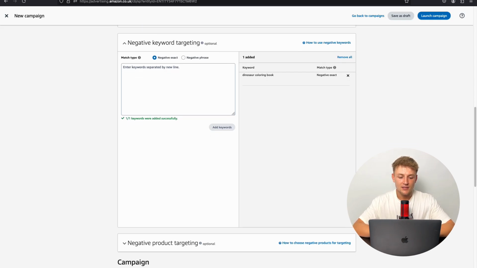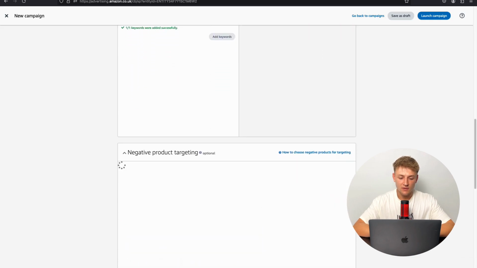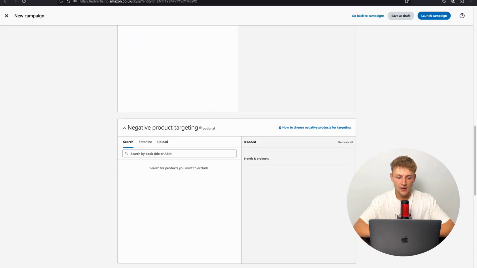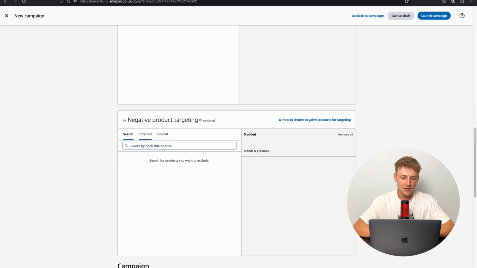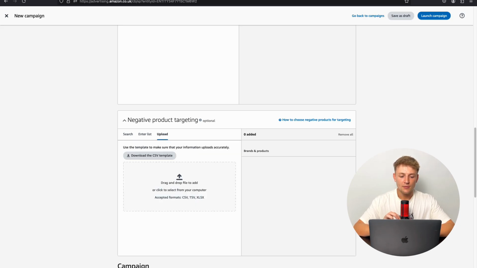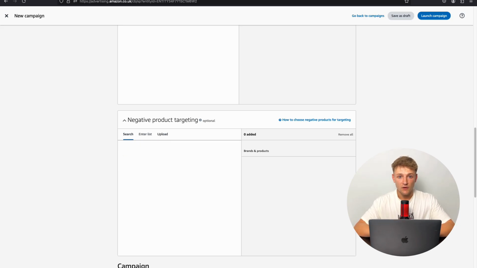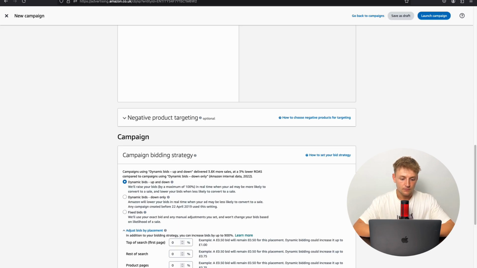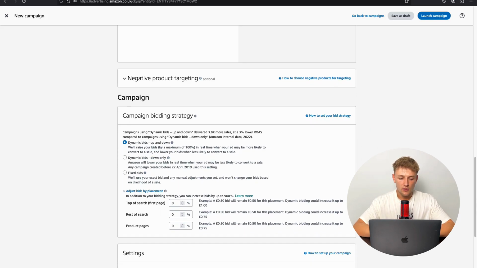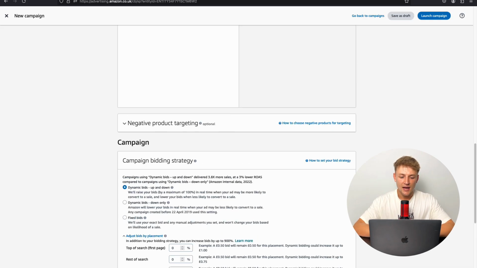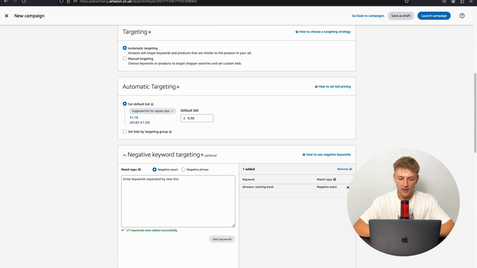And then it's exactly the same with the product targeting. Any specific products that you don't want your book to be shown against, you can add them there as negative products. But again, I would generally leave both of these blank when you're first launching your ad campaign. You then move on to the campaign bidding strategy, and this is actually a really important part because this basically dictates how this default bid here behaves.